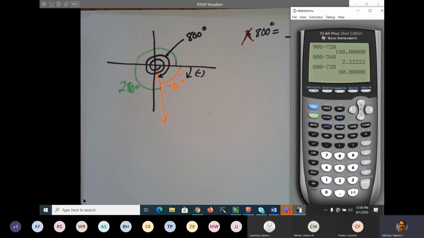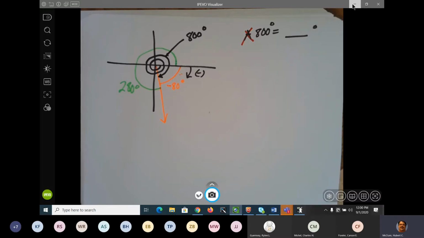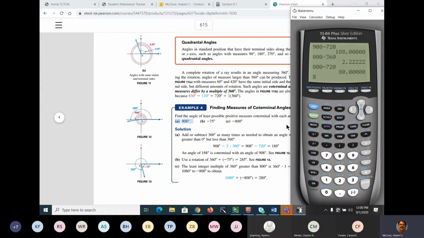So let's check our answer. I believe the answer is negative 80, but they may want the reference angle to negative 80, which is 280. One of the two. 280. They want the reference angle. Okay. Those are 3 good test questions right there. I wouldn't ask you any more, any less.